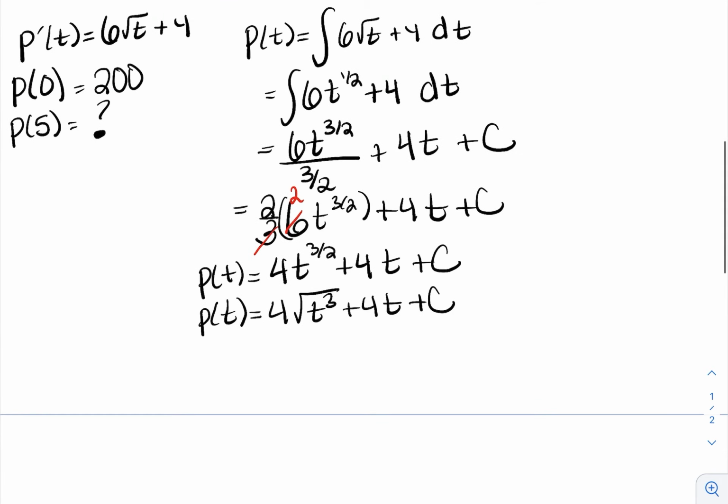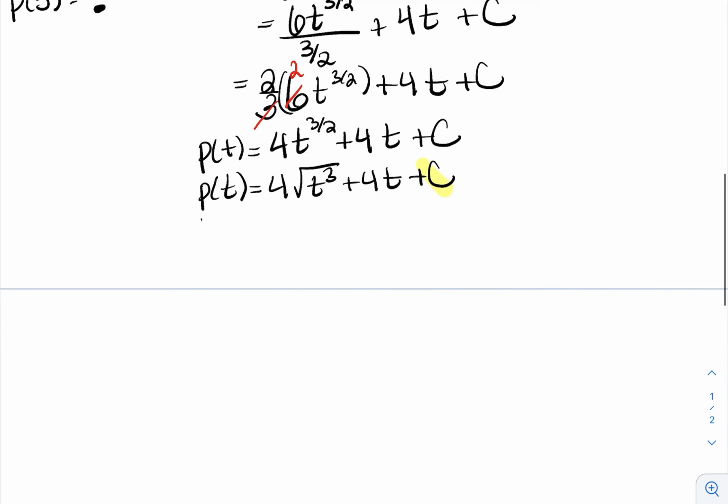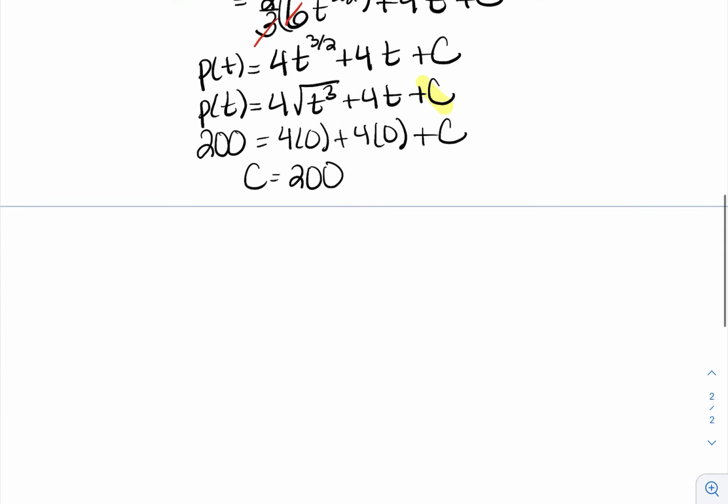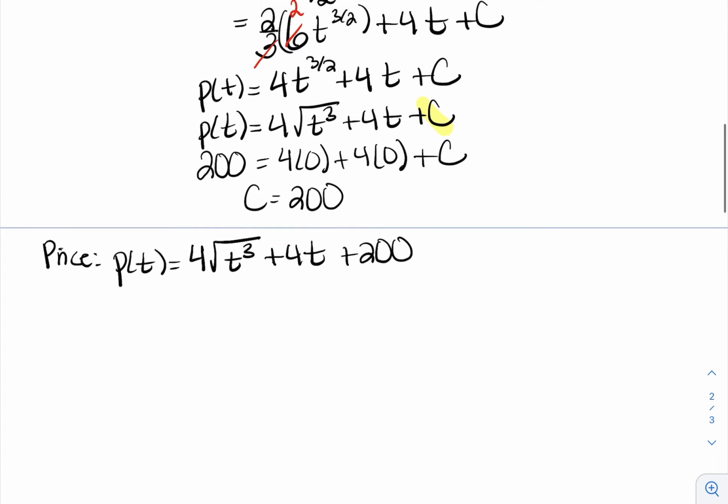Now this is the family of antiderivatives. I need the particular one, so I need to find c. It gives me a way because it gives me a point. So the price is 200 when t is 0. So this will be 4 times 0 plus 4 times 0 plus c. So c is equal to 200. So I'm going to rewrite my price function. So my price function is going to be P of t is equal to 4 square root of t cubed plus 4t plus 200. And now you can plug in.